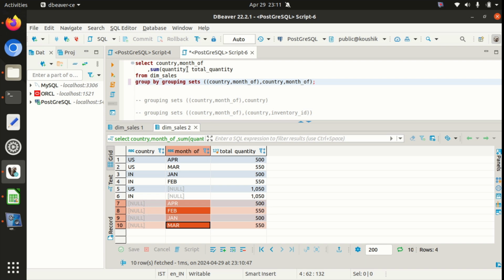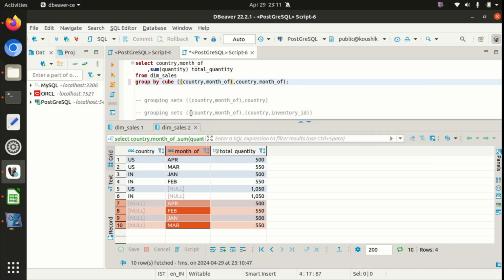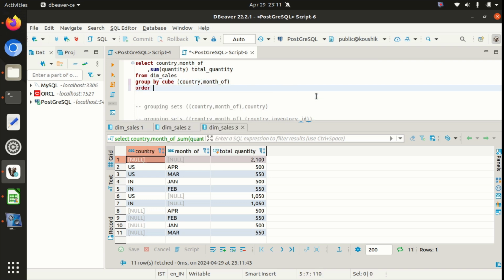So instead of writing this grouping set and all that, I'm going to simply use cube, and inside here I'm going to write country and month, these two columns. After that, let's do an order by these two columns.